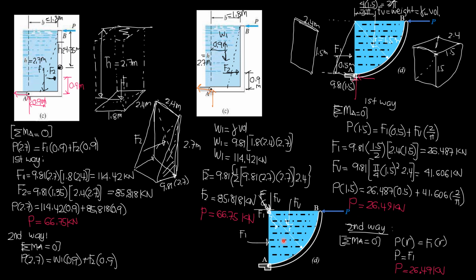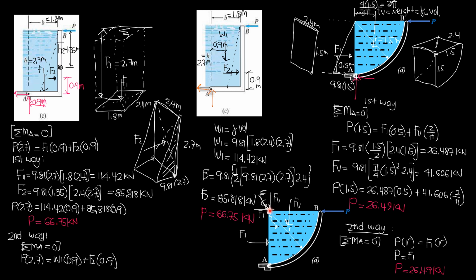So this is the second way. Since F, the resultant, passes through the center of this circular arc, and these are the components, F1 and FV, we can move F here and resolve F into its components, F1 and FV. So we just consider F1 acting at this point and FV acting at this point. Since the moment of the resultant force is equal to the sum of the moments of its components, and FV passes through A, only F1 will have moment about A.